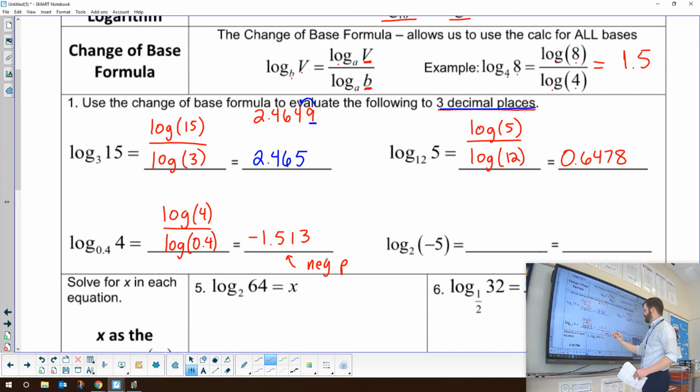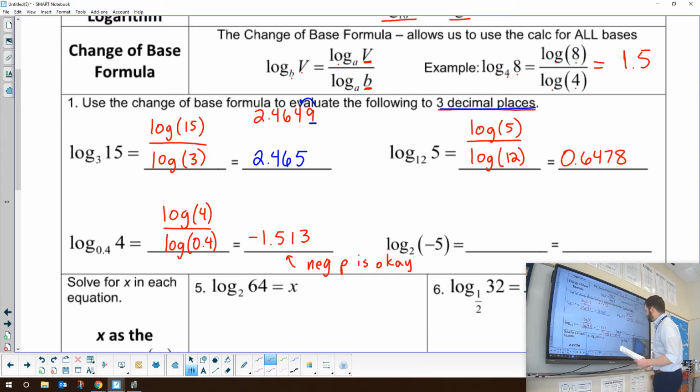A negative power is okay. It's when the base or the value is negative that we have a problem. But a negative power, that's okay. Remember, a negative just makes a fraction.